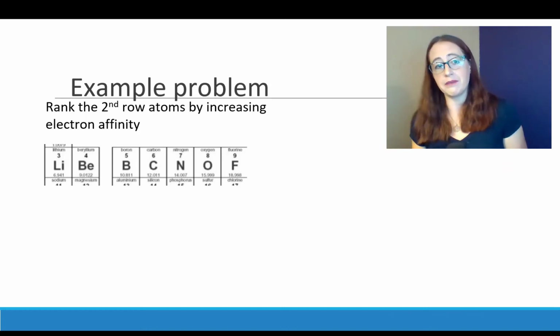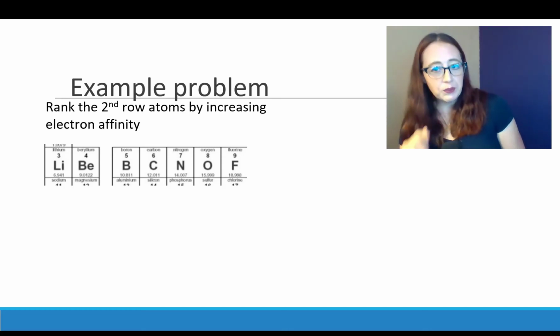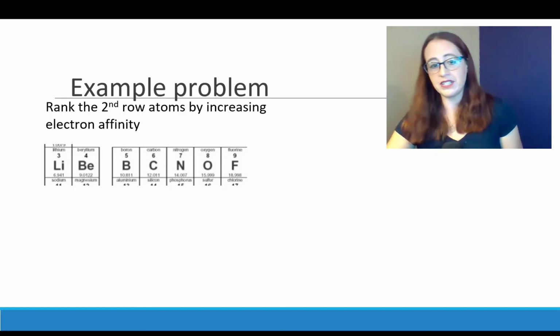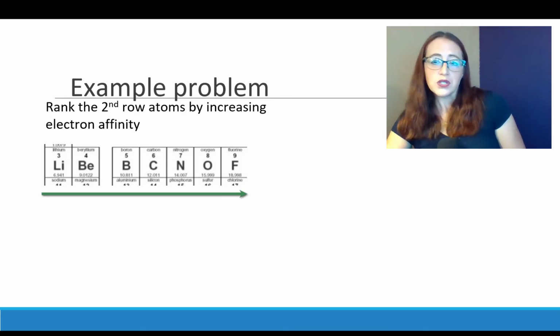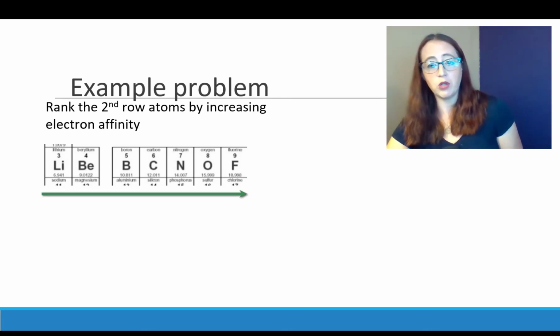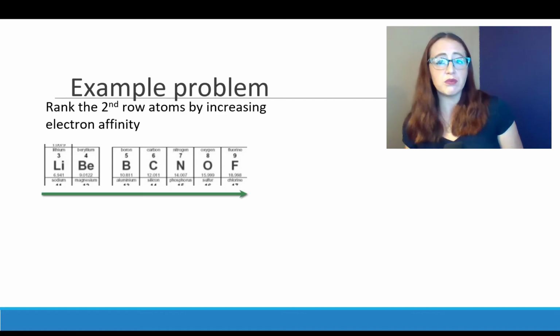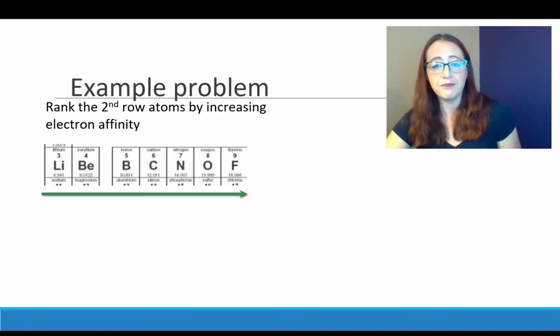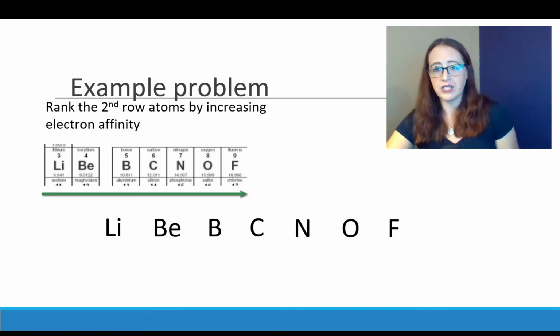Let's do the same example problem, but now we're going to be ranking them in order of increasing electron affinity. We know the trend is increasing from left to right. So as we move across the periodic table towards the right, in general, we're going to increase electron affinity. So if there were no exceptions, it would just be listed out in order.